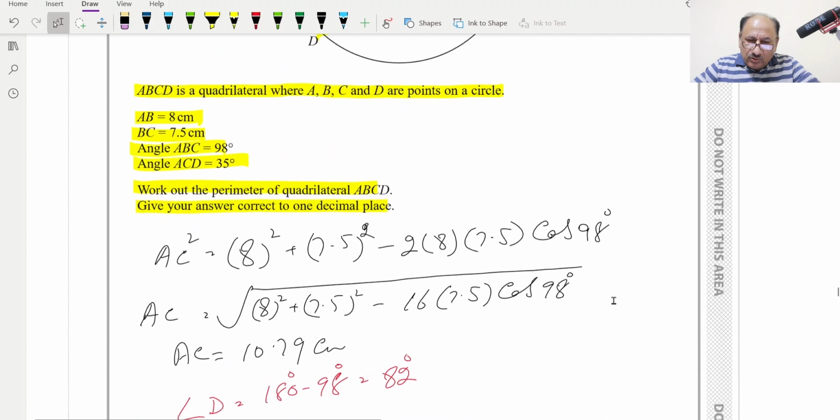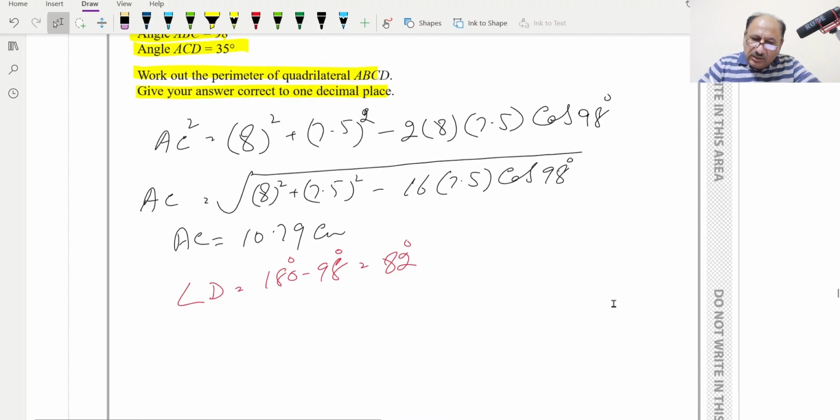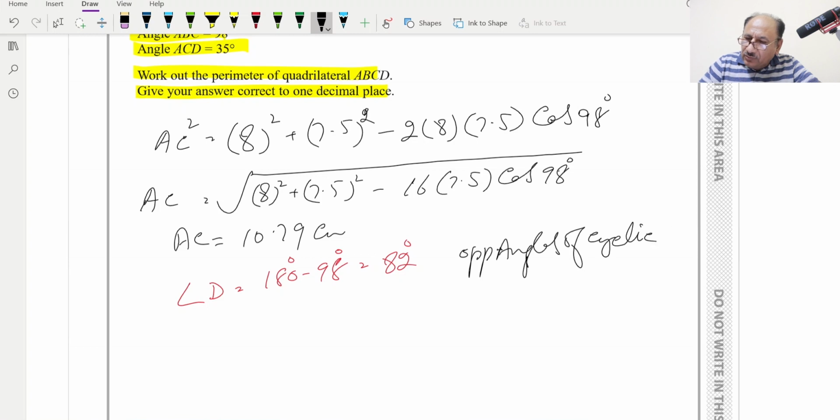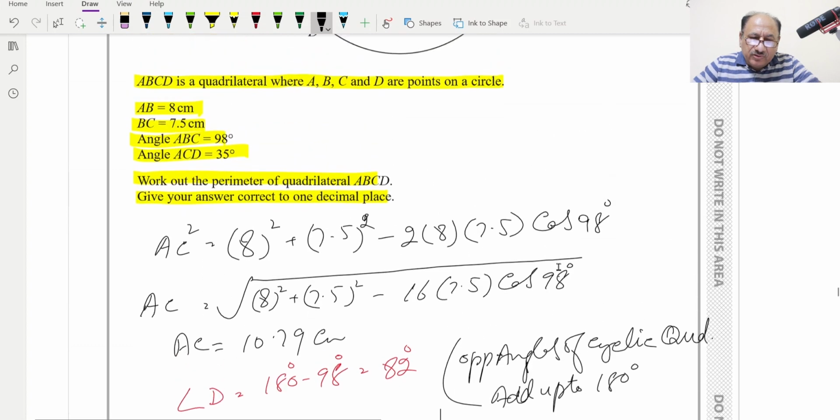Now after this one we can mention the reason: opposite angles of a cyclic quadrilateral add up to 180 degrees. So this is basically the reason which we have mentioned.